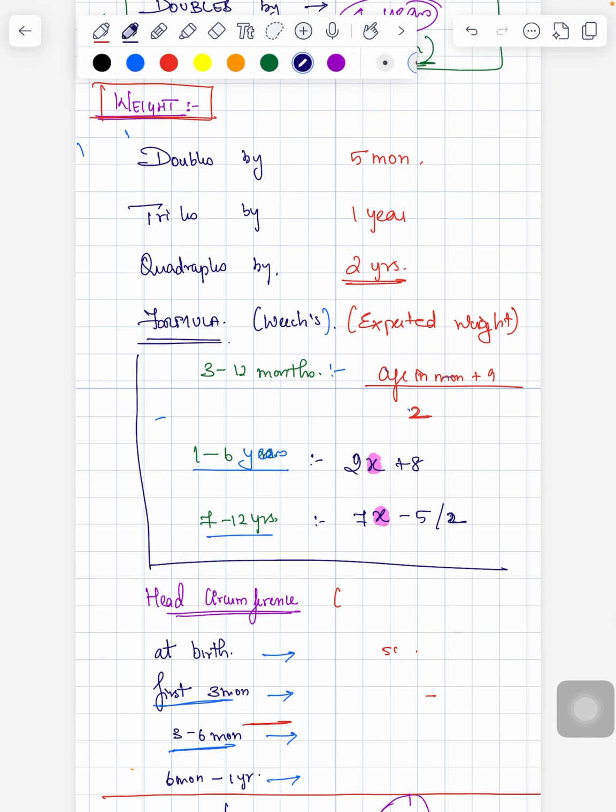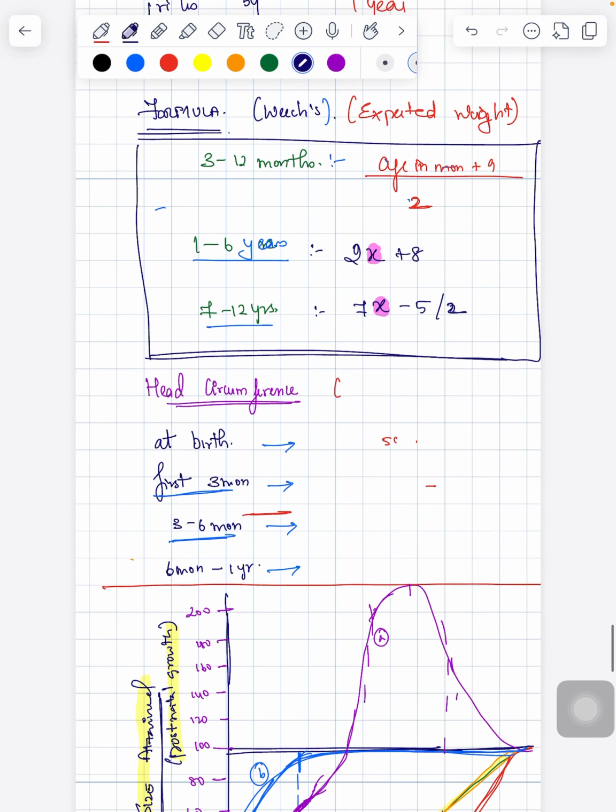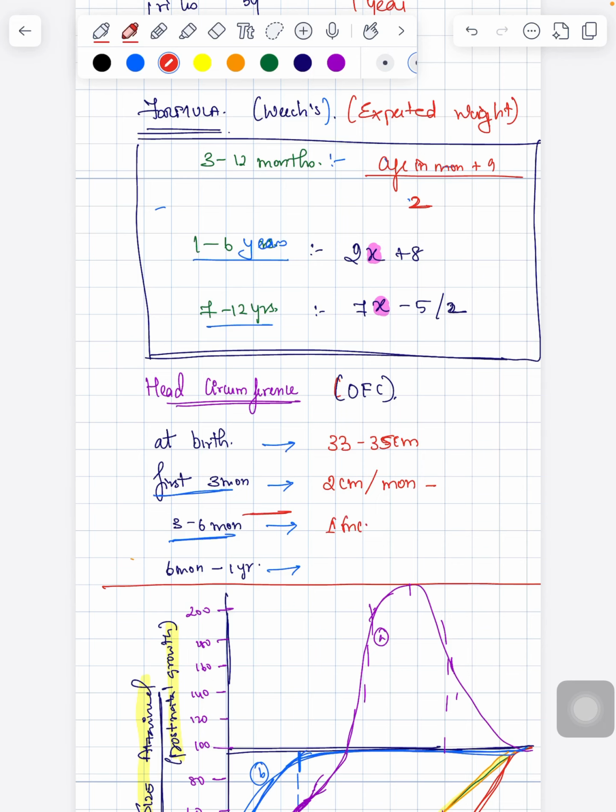Next, these are the main one-mark one-liners regarding the weight. Next is regarding the head circumference, which is nothing but your occipitofrontal circumference. The average head circumference of the child at birth will be around 33 to 35 centimeter. In the first 3 months, there will be an increase of 2 centimeter per month. From 3 to 6 months, there will be an increase of 1 centimeter per month. From 6 months to 1 year, there will be an increase of 0.5 centimeter per month.